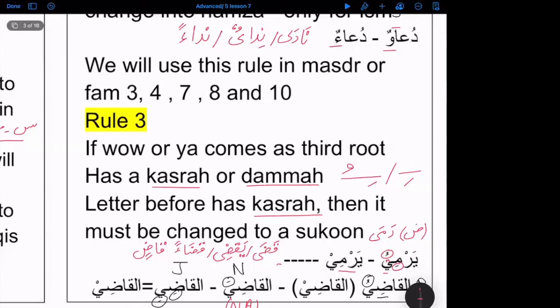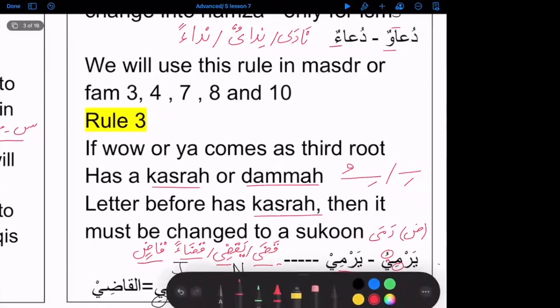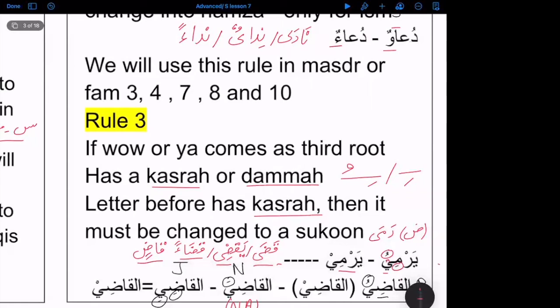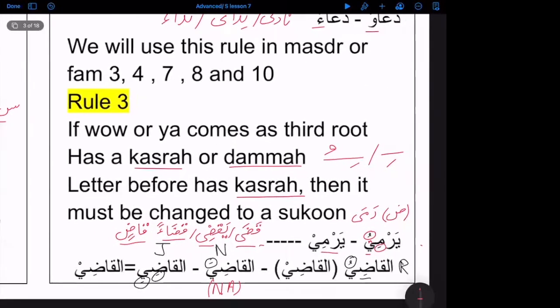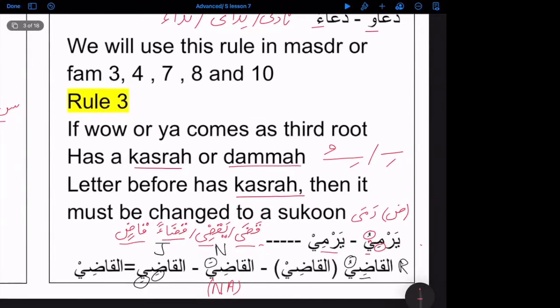And another example is we have qada, yaqdi, qada'an, and from that ism fa'il is qadin, right? So basically when we have al-qadi, we have al-qadiyu as a rafa', al-qadiyu, but we don't say al-qadiyu, rather we say al-qadi. Why? The rule is applied over here. We have dhamma over here and before we have kasra. So we are applying this rule that this ya has become silent and we are saying al-qadi.